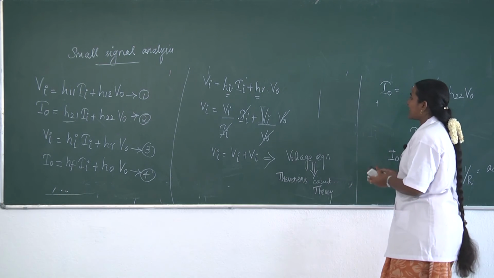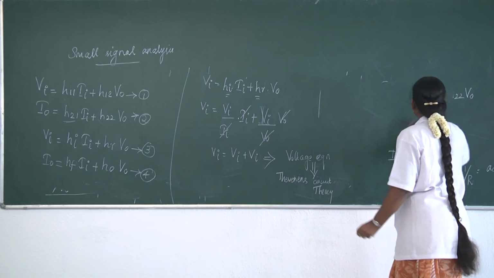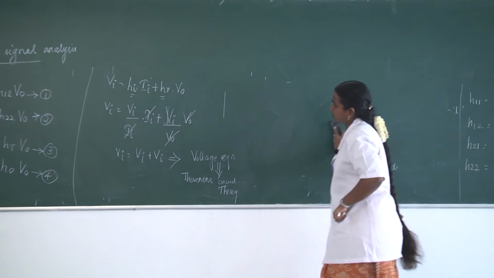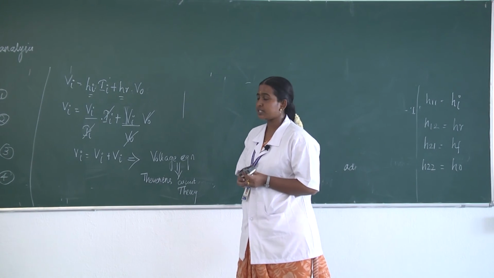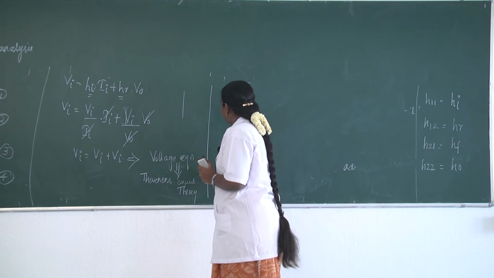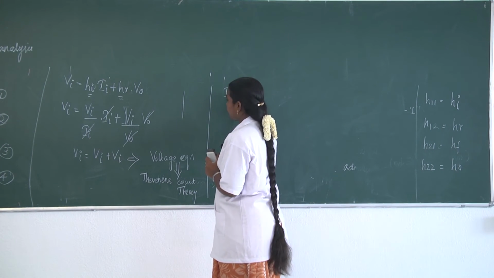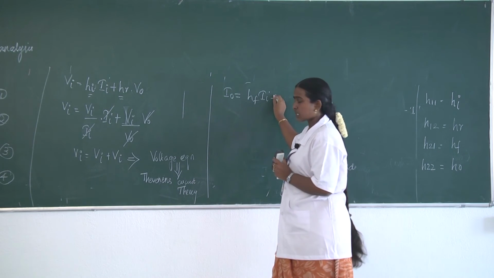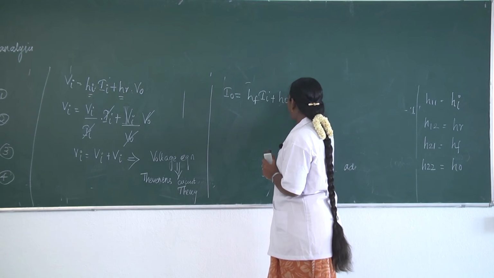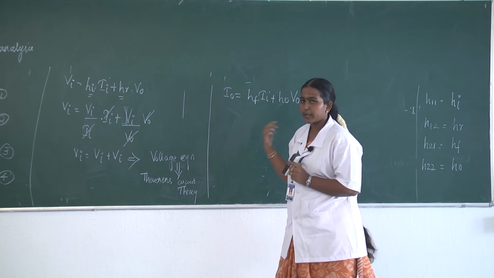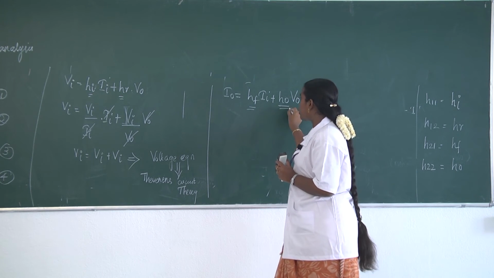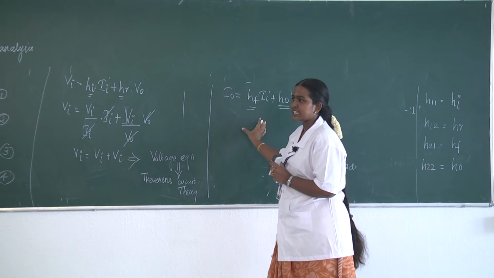Next we are going to analyze the second equation. We know that the second equation is nothing but I0 is equal to Hf into Ii plus H0 into V0. Now I am going to substitute the value of Hf and the value of H0 in order to find the equation.